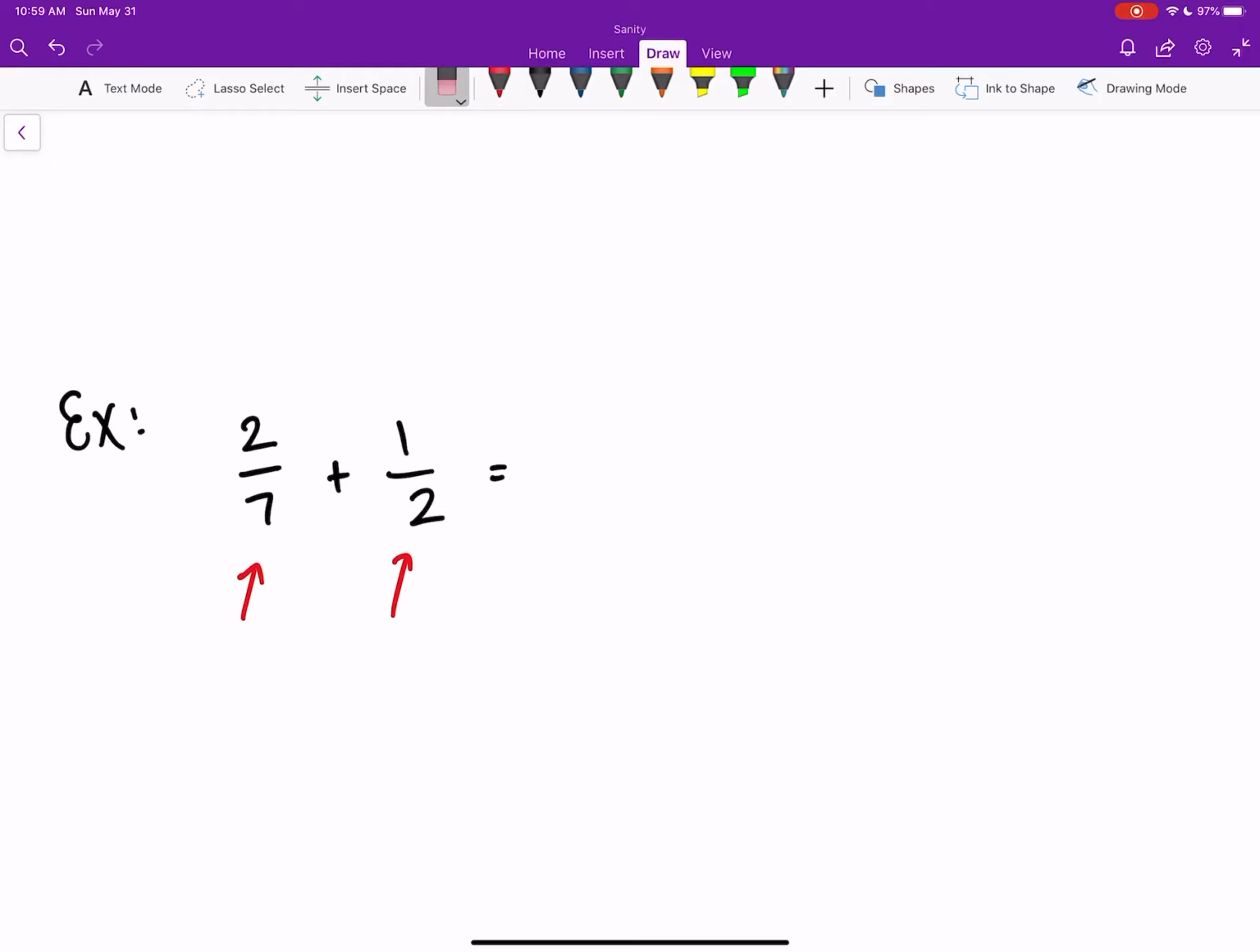So what I'm going to do is take 2/7 and multiply by 2 over 2 on the top and the bottom, okay? 2 over 2 is just equal to 1, so it's really just like I'm multiplying by 1, and when I multiply by 1, nothing really changes. So I'm allowed to do this. That was getting a common denominator for this part.